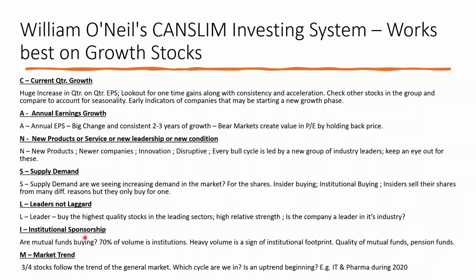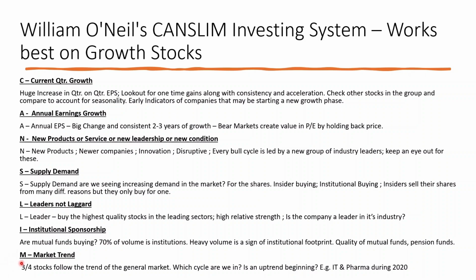I stands for institutional sponsorship. So are mutual funds buying? Because what we discussed earlier as smart money or institutional money, we want to buy within their footprints. Because 70% of the volume within the market is these institutions, and if they get interested in a stock, the price tends to do very well. So, you can look at what mutual funds are buying or what they are holding, what pension funds, treasuries of companies, what are they buying.